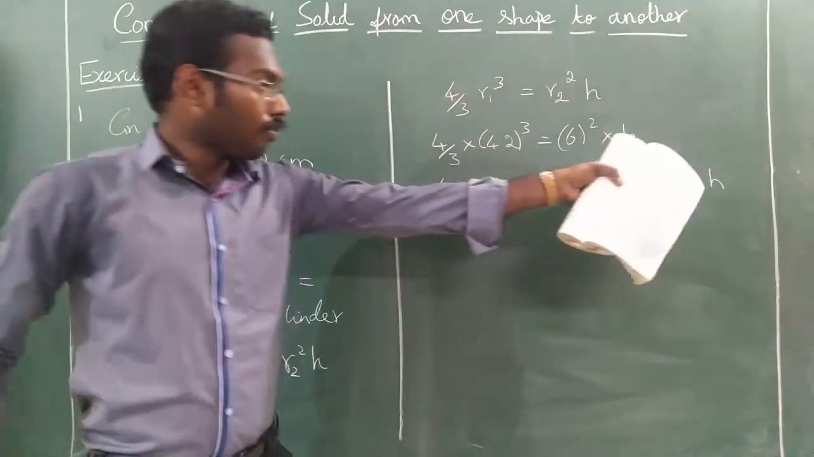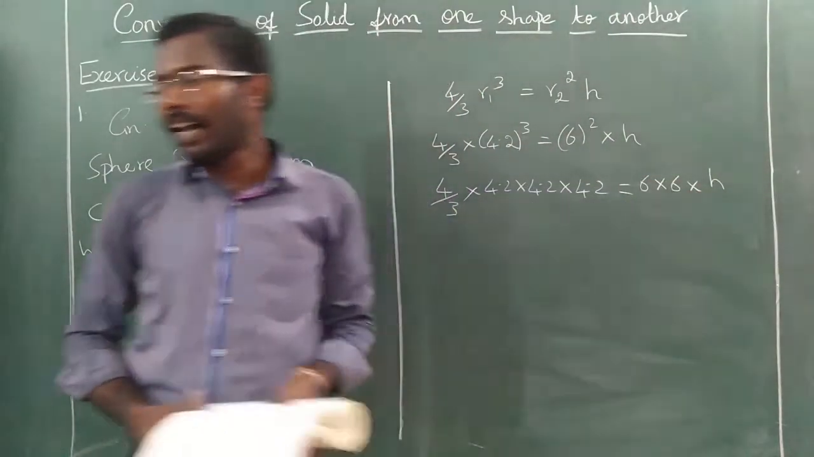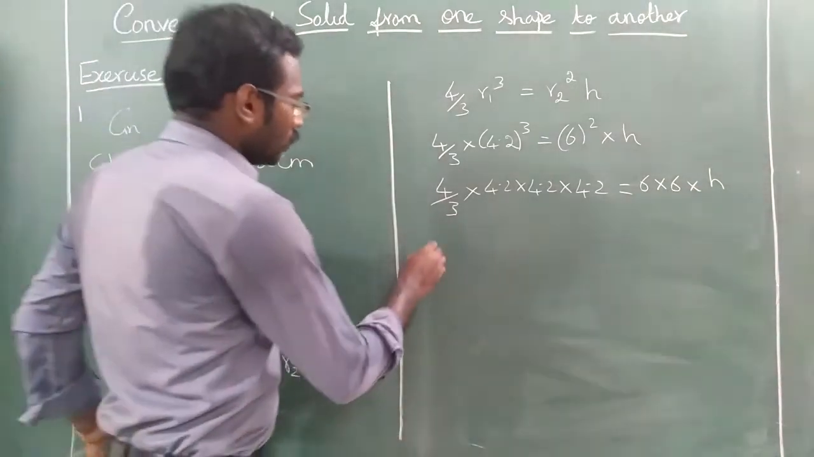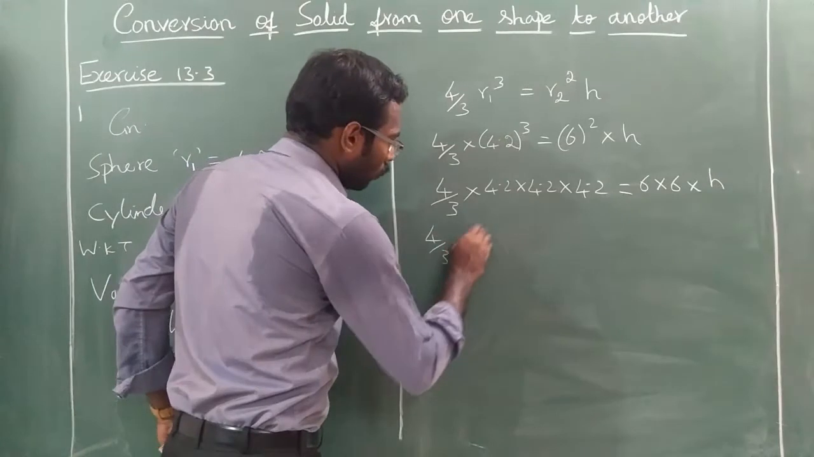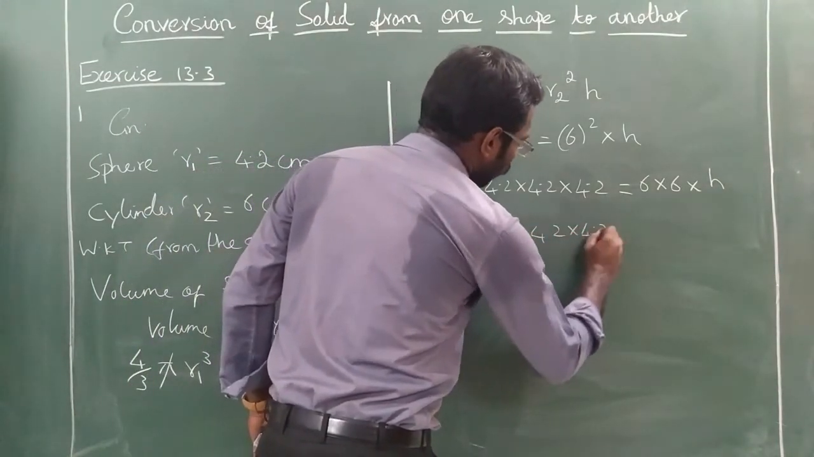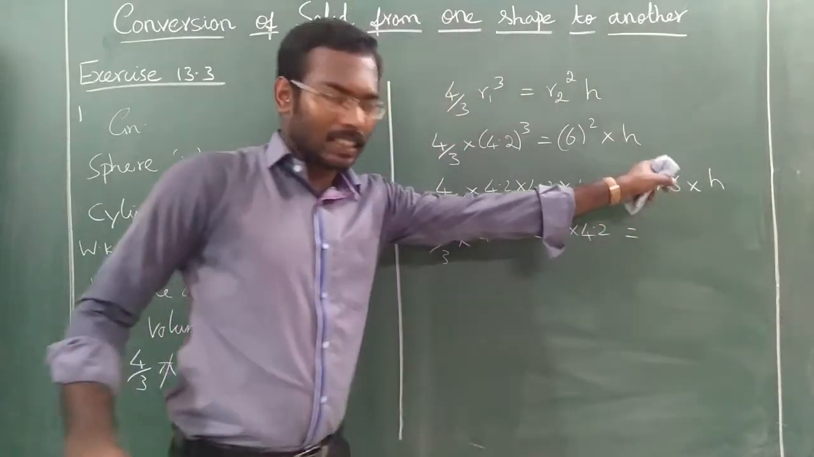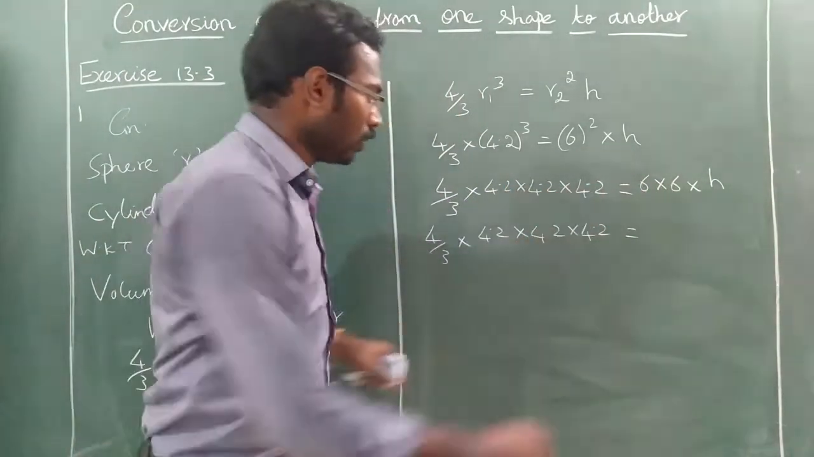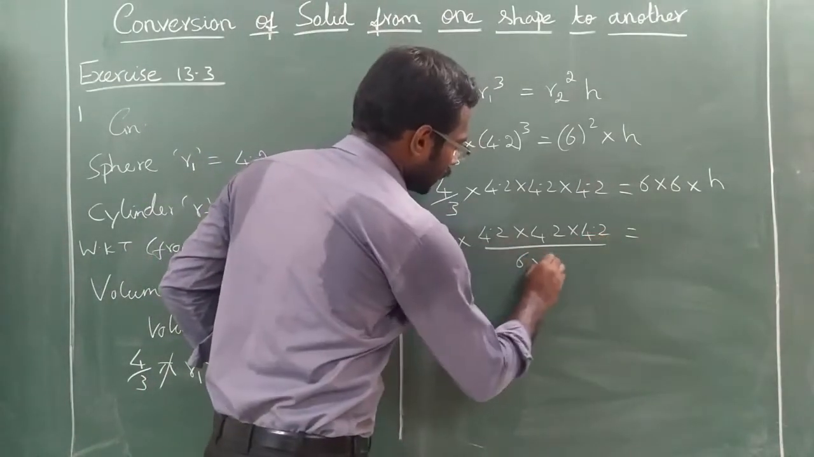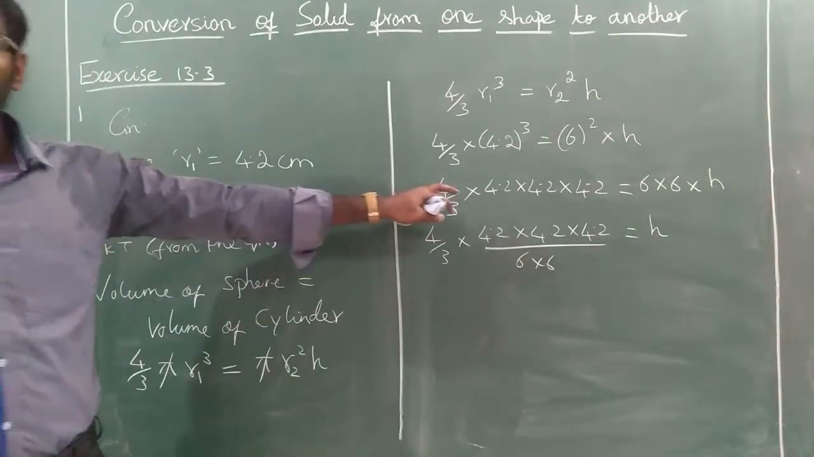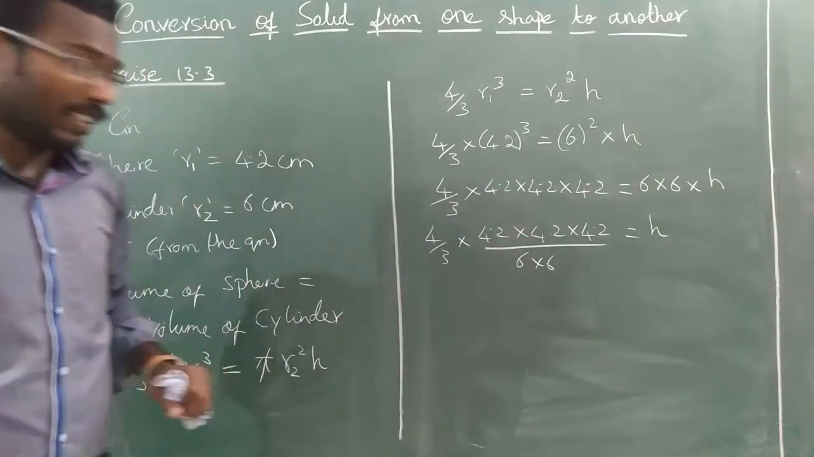So let h be there and let us bring the other term to the left hand side, that is 4 by 3 into 4.2 into 4.2 into 4.2. This 6 into 6 is in multiplication. When you bring it here it will come in the division. So divided by 6 into 6 equals h. We want h only. If we cancel this we will get the answer.